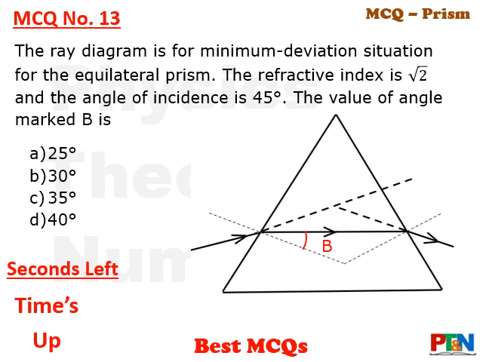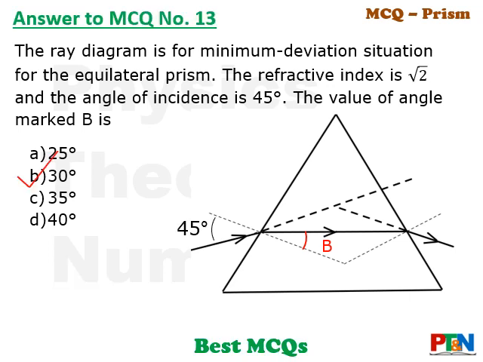Time's up. Let's see the answer. Answer is option B, that is 30 degree. Let's see the calculation. Sin i by sin r is √2. That is sin 45 degree by sin B is √2. That gives you angle B equal to 30 degree.